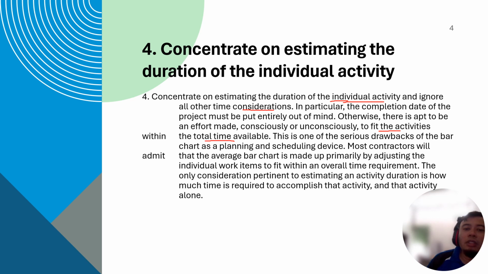Firstly, you need to consider how many days are required for that particular activity only. Later on, you adjust: how can you adjust to reduce the duration of the activity? Usually this is by starting work concurrently. You can add more manpower, so the duration will be reduced.